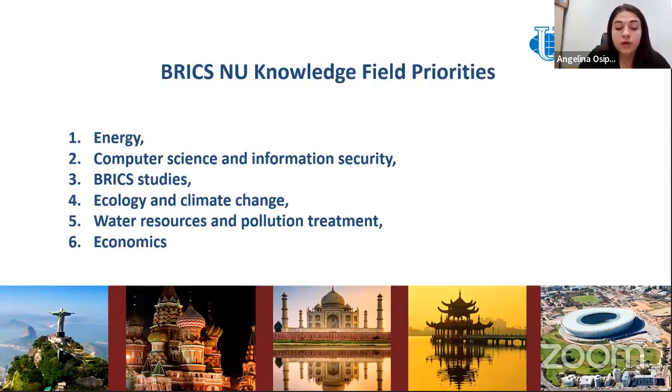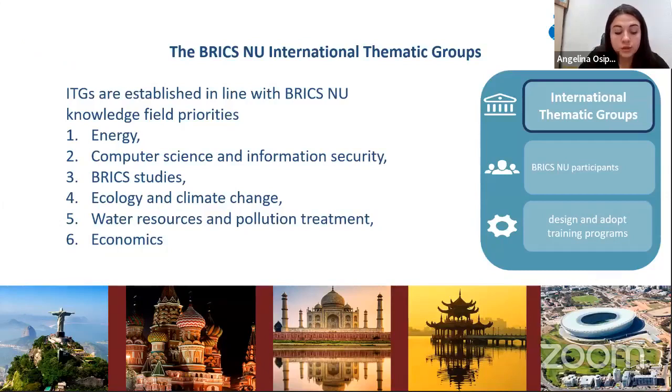The memorandum provides for BRICS Network University activities in the following 6 priority fields of study: energy, computer science and information security, BRICS studies, ecology and climate change, water resources and pollution treatment, and economics. Also, the universities interact in these fields of study within the framework of the international thematic groups. And the BRICS Network University International Thematic Groups are established in line with the BRICS Network University Knowledge Field Priorities.